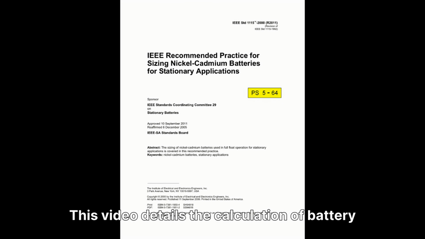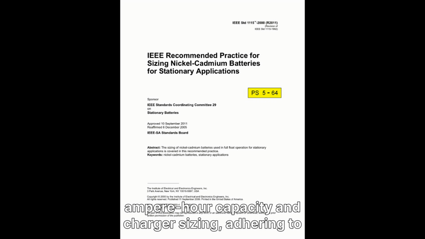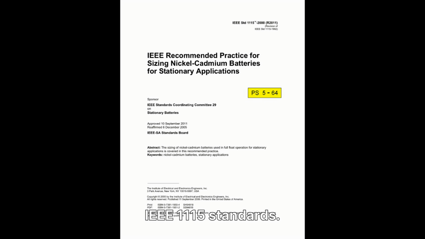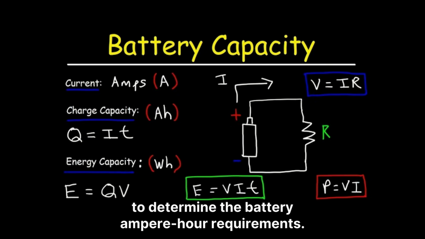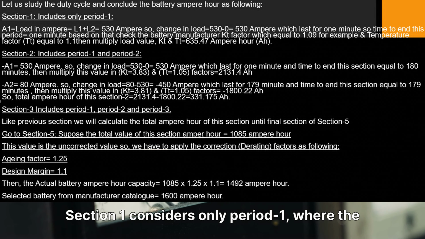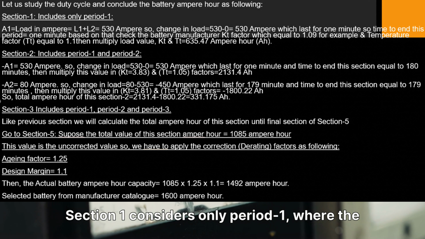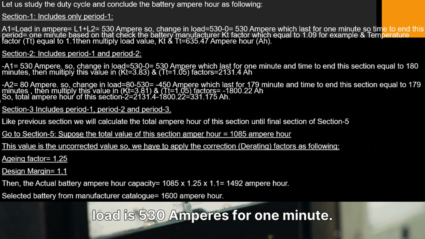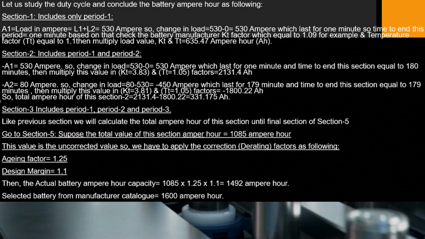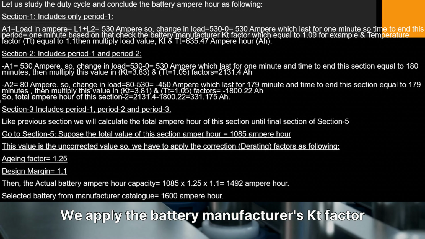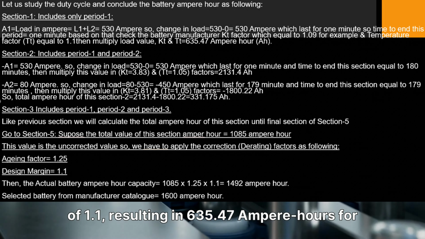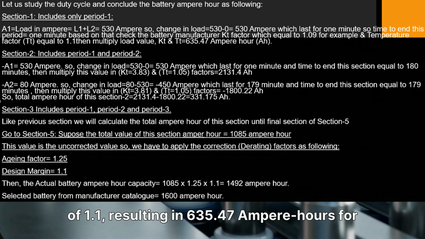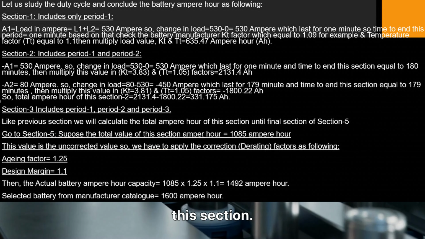This video details the calculation of battery ampere-hour capacity and charger sizing, adhering to IEEE 1115 standards. We begin by studying the duty cycle to determine the battery ampere-hour requirements. Section 1 considers only period 1, where the load is 530 amperes for 1 minute. We apply the battery manufacturer's KT factor of 1.09 and a temperature factor TT of 1.1, resulting in 635.47 ampere-hours for this section.